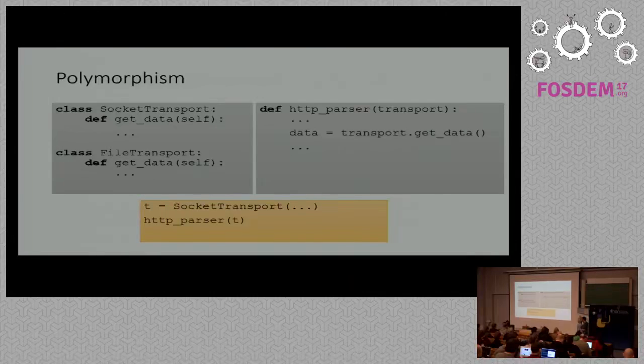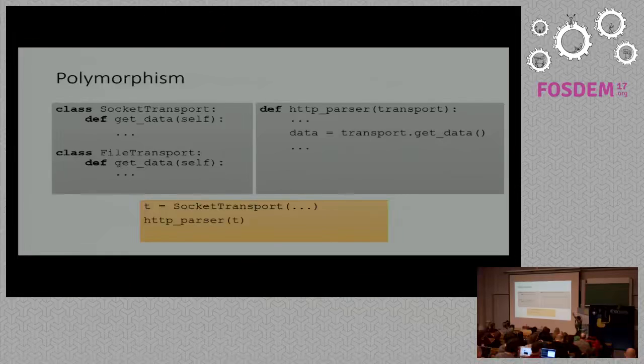So for the dependency inversion principle, we go first back to Python code, and there's something that we need to understand first, which is called polymorphism. So let's say that we have a library that does some HTTP parsing.